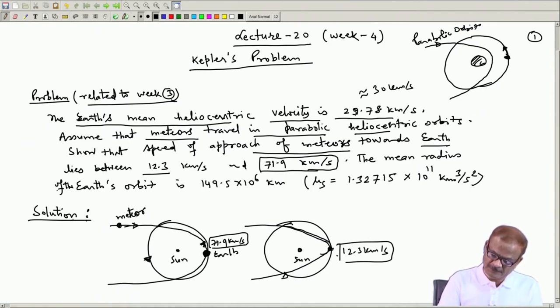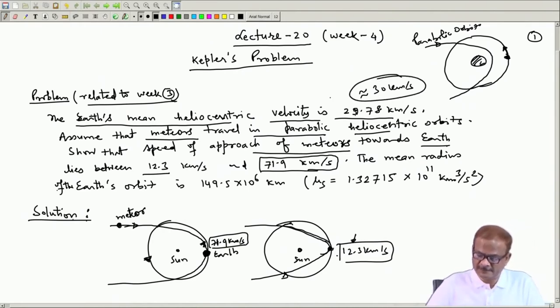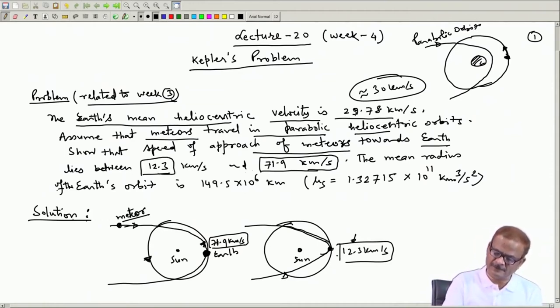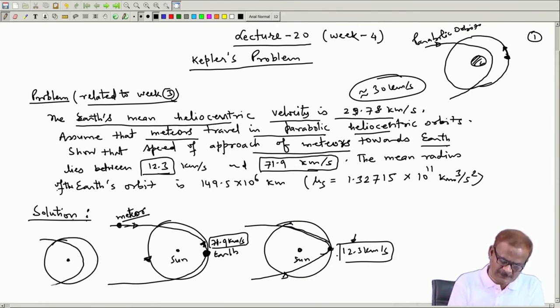So, 71.9 kilometers per second is a very high velocity, while the Earth is moving around the sun at 30 kilometers per second. You can see that if the Earth is impacted by the meteor, what destruction will take place. We have to calculate that indeed the value will be between these two values. It is not necessary that they cross exactly at this point; we can consider any other point because we have to show the range. Assume they are in the same direction, so the Earth is coming from this direction and at this point the meteor is coming from this direction such that the angle between them is 0.